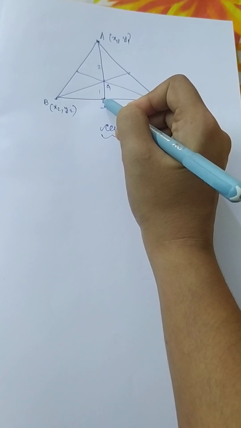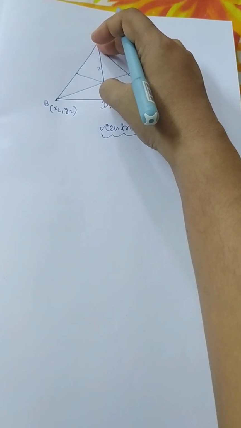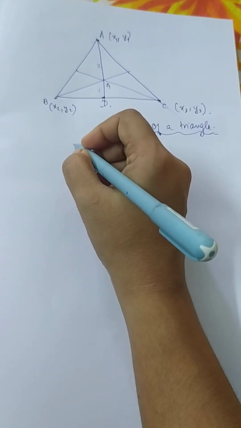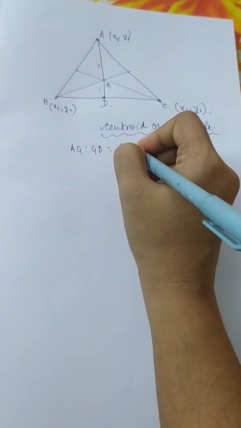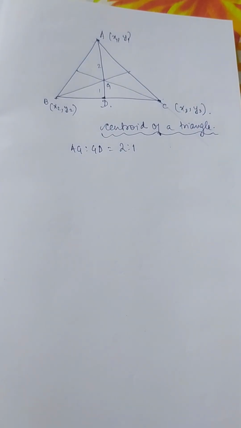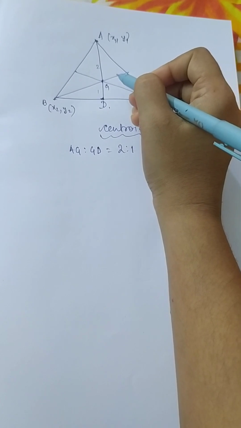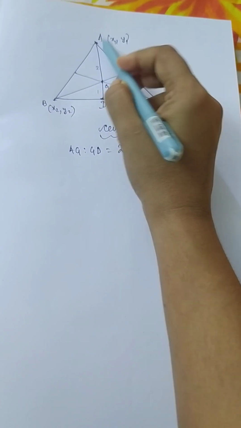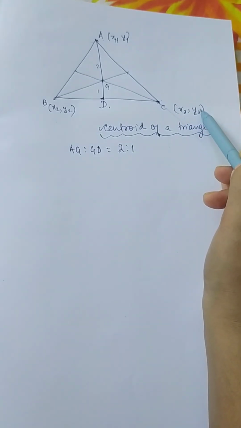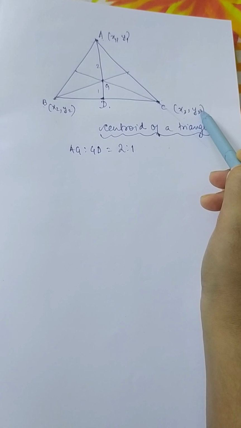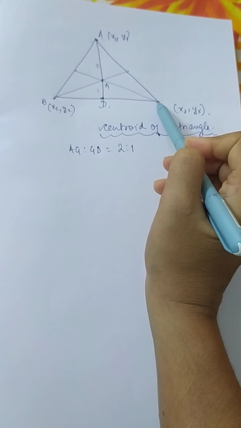The medians of a triangle ABC divide each other in the ratio 2:1. That means AG to GD is 2:1. So let us find out the coordinates of this point. What is given? The coordinates of A, B and C, that is x1, y1, x2, y2 and x3, y3, right? And D is the midpoint of BC.